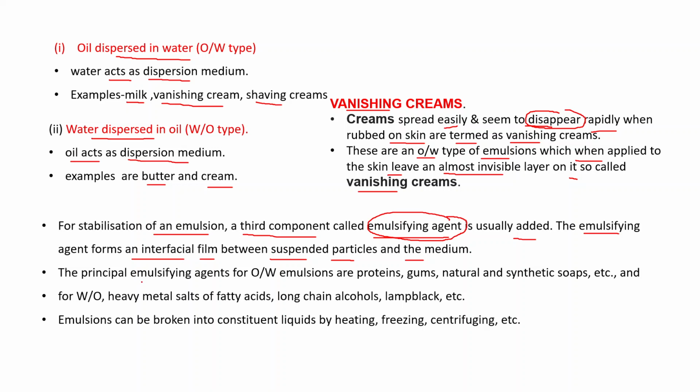The principal emulsifying agents for oil-in-water emulsions are proteins, gums, natural and synthetic soaps, etc. And for water-in-oil type, heavy metal salts of fatty acids, long chain alcohols and lamp black, etc. These are emulsifying agents. Emulsions can be broken into constituent liquids by heating, freezing or centrifuging. You know that in milk, if we centrifuge, then cream will separate out from the milk.